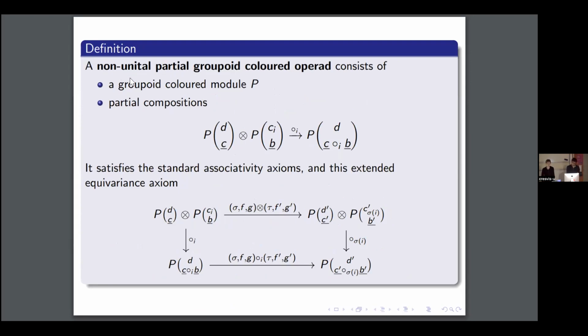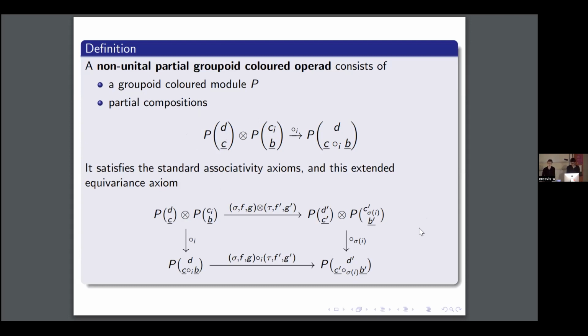We can use this to define a groupoid colored operad, and one such definition is given via a non-unital partial groupoid colored operad. It consists of a groupoid colored module, which is a bimodule in which all of our operations only have a single output. It consists of a partial composition, which connects the ith input of the first operation and loops it back around to connect to the sole output of the second operation, forming some new tree. It satisfies the standard vertical and horizontal associativity axioms of the operad and a new equivariance axiom.